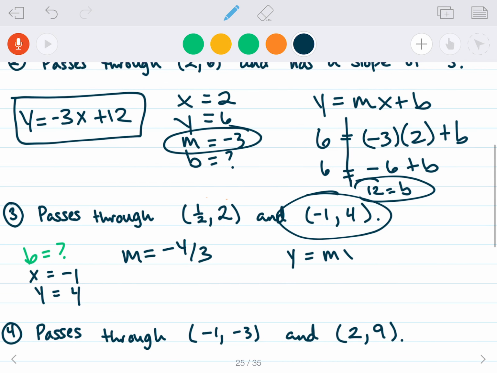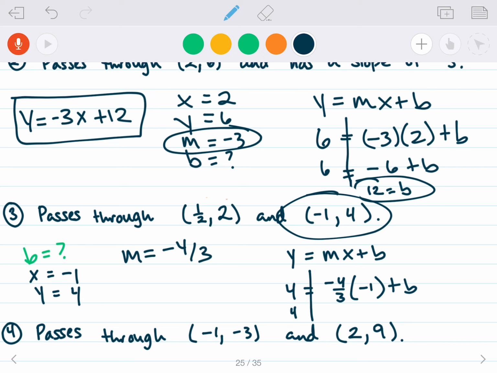Y equals mx plus b. So here, again, I'm replacing y with 4. And again, you could have used 1/2 for x and 2 for y, but why deal with a fraction when you don't have to? Alright, so we have y is 4, m is negative 4 over 3, x is negative 1, and we're trying to find b.